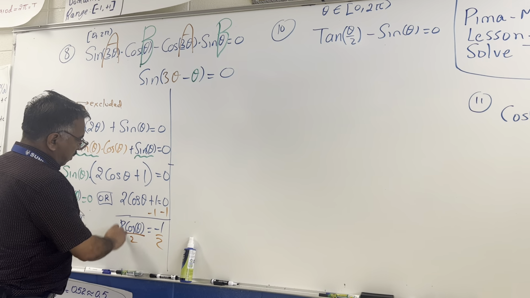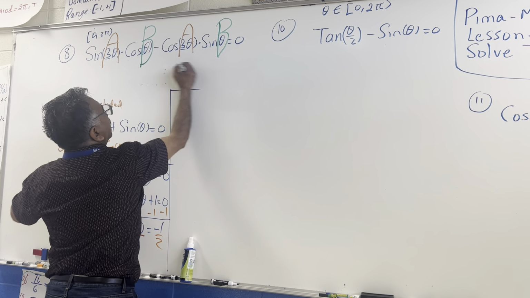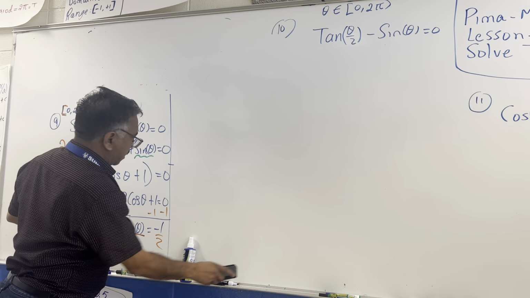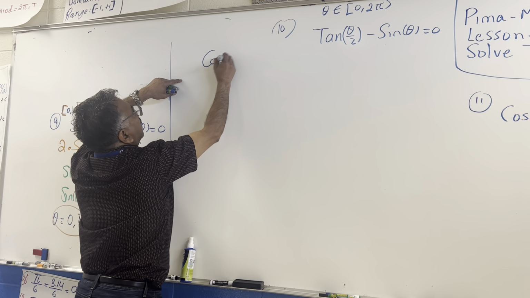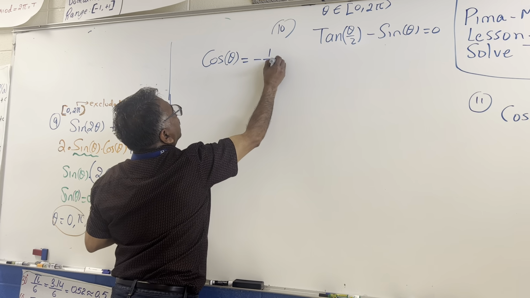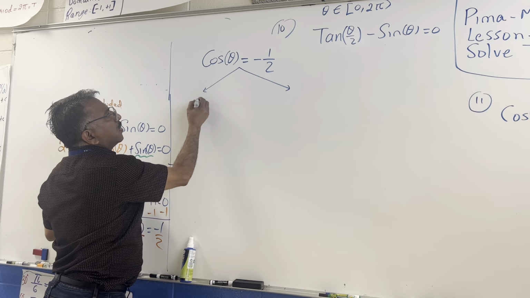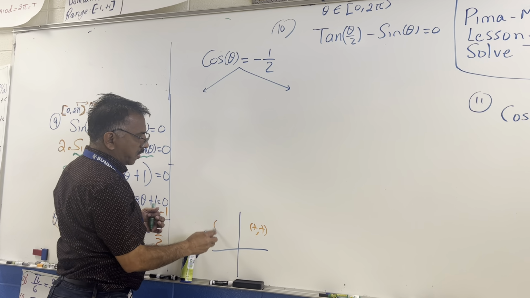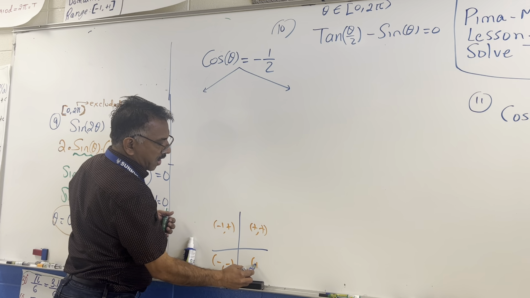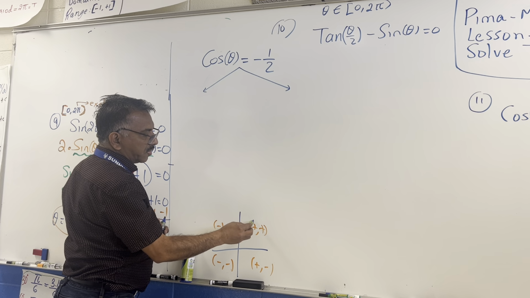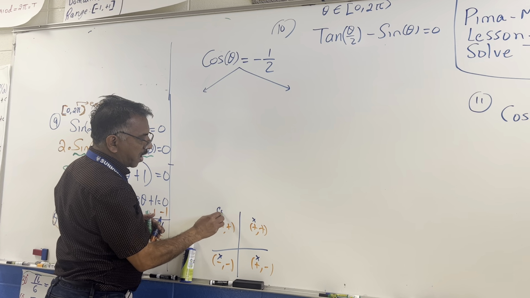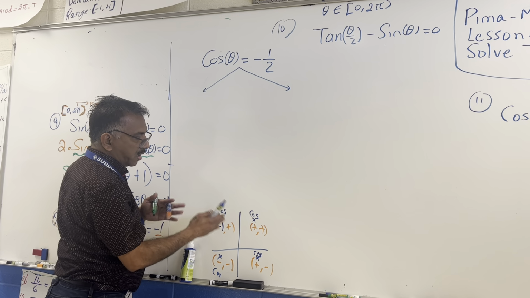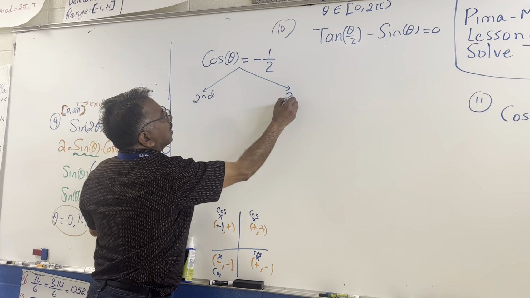So let me write this one: cosine theta. So let me write this back here. You get cosine of theta is minus half, correct? Now, where is cosine negative? We know that cosine is positive in the first quadrant. I always like to do this visual, because it helps a lot. The x is what the cosine is, right? So this is x, that's the cosine, correct? You can clearly see cosine is negative in the second and the third quadrant. So I'm going to write here second and the third quadrant.